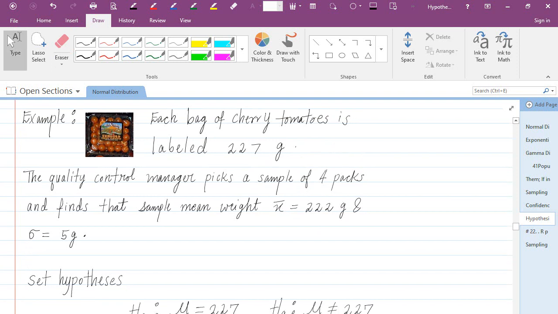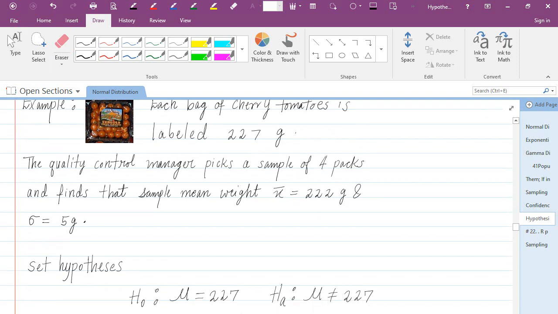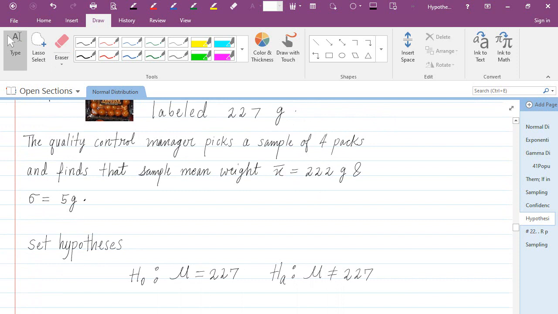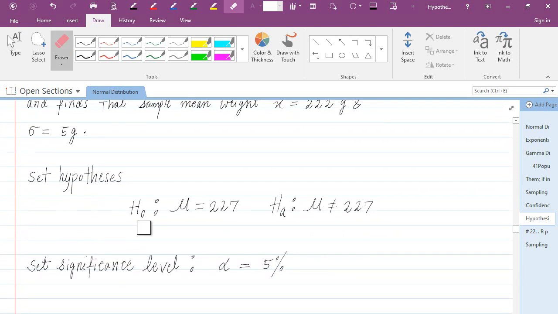So the first thing that we need to do is set our hypothesis. Now the claim basically is that the mean weight is 227 grams. So the null hypothesis here would be that the mean weight is 227 grams, and the alternative hypothesis would be that the mean weight is not equal to 227 grams, let's say. So that's the alternative hypothesis that we are choosing. Now, making this choice of alternative hypothesis makes it a two-sided test.